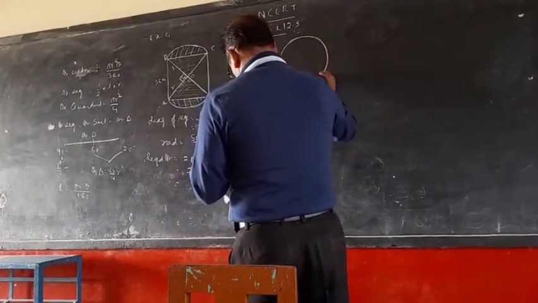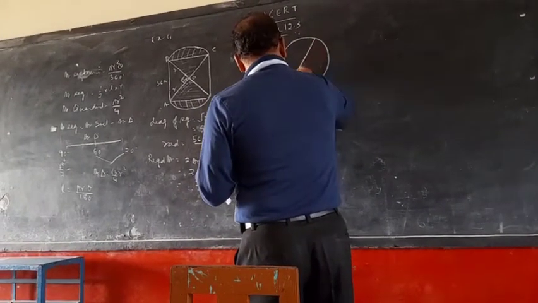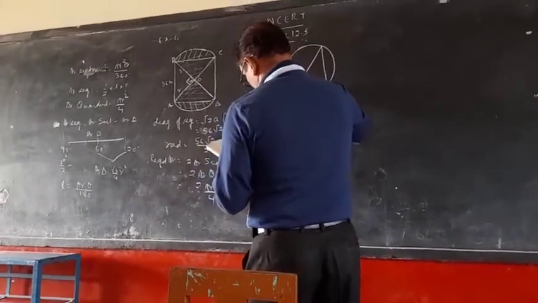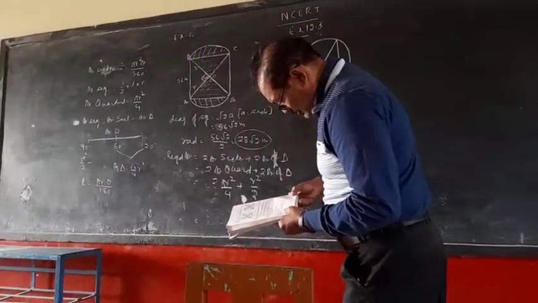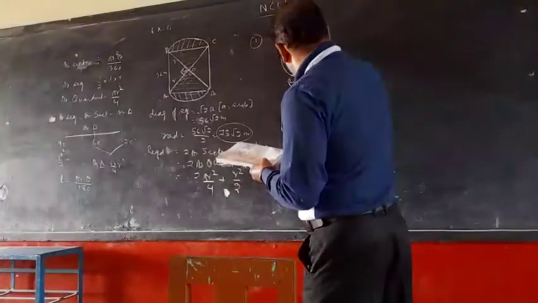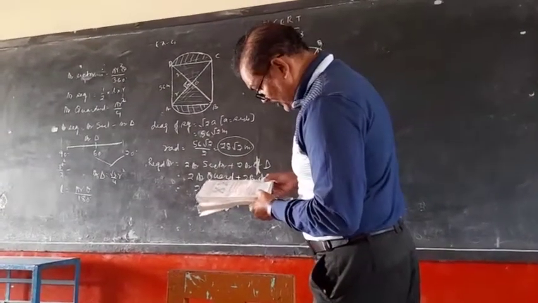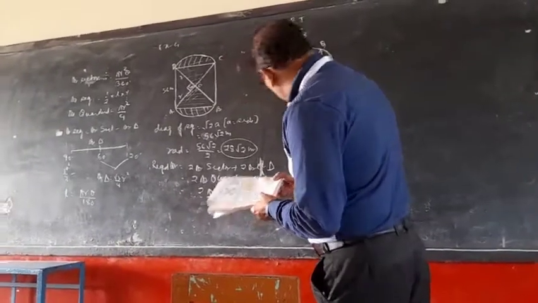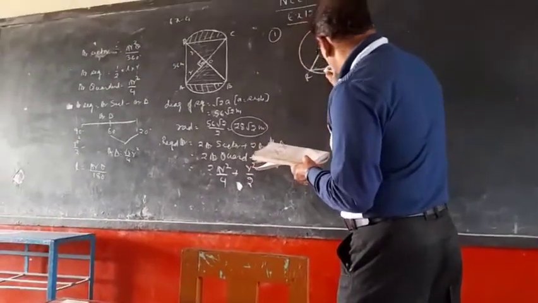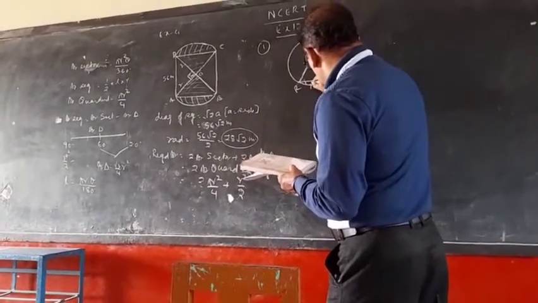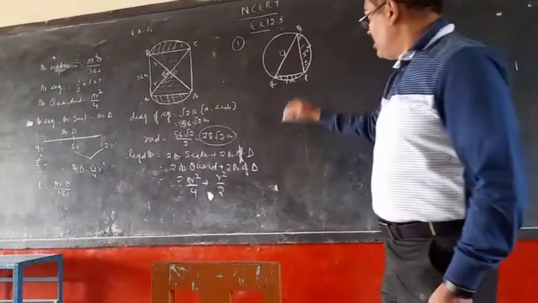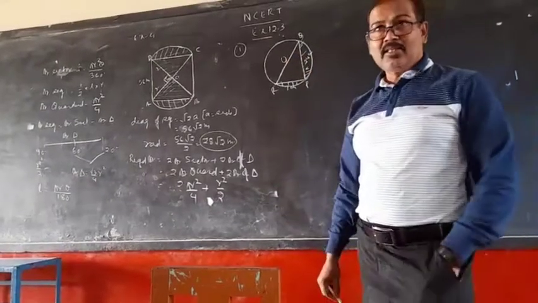You have given a circle PQR, and O is the center. You have given PQ is equal to 24 centimeter. PR is equal to 7 centimeter. You have to find the area of this shaded region. Now discuss with me the condition of the question. O is the center of the circle.